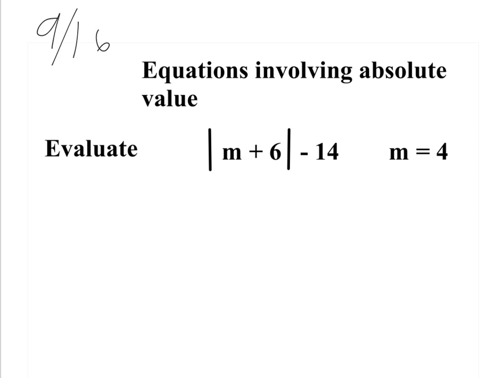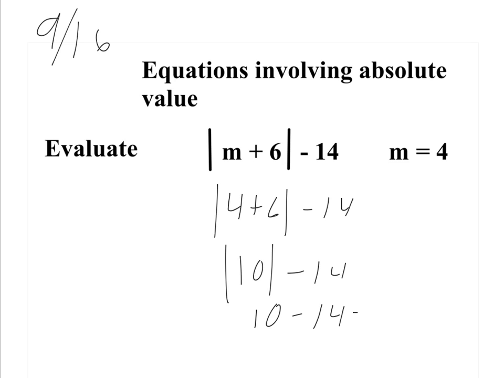Evaluate the absolute value of m plus 6 minus 14, and it says m is 4. So first thing I do is replace m with 4. So I have 4 plus 6 minus 14. What is 4 plus 6? 10. What's the absolute value of 10? 10 minus 14 is negative 4. All right, that's all I do.